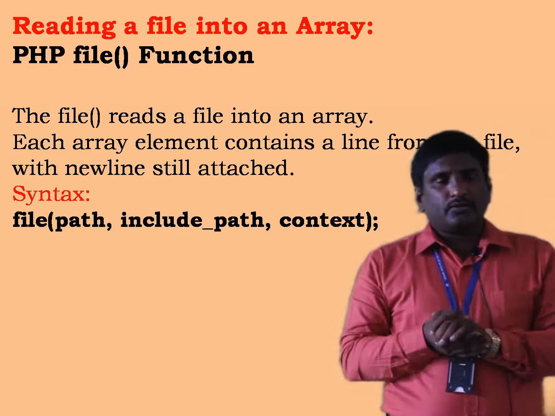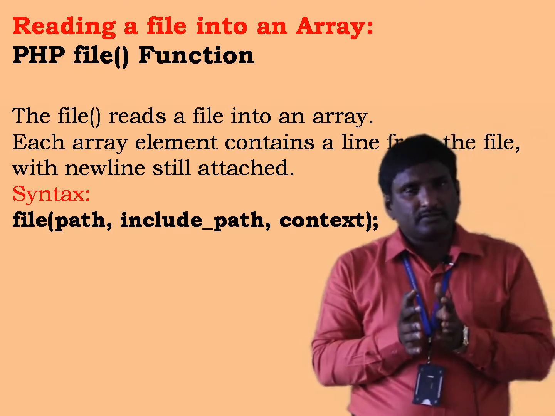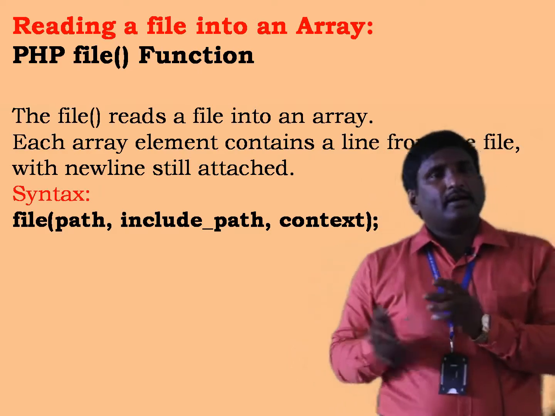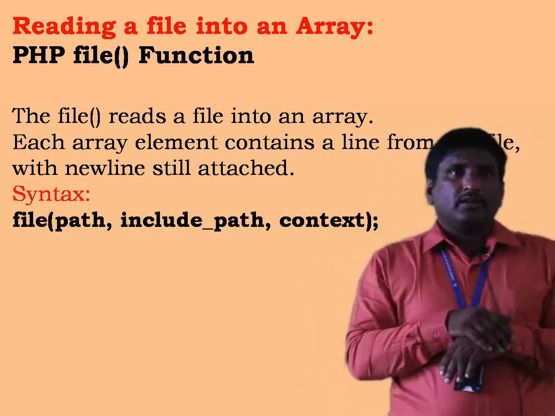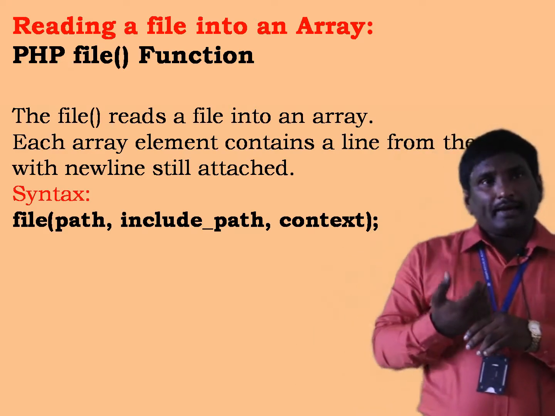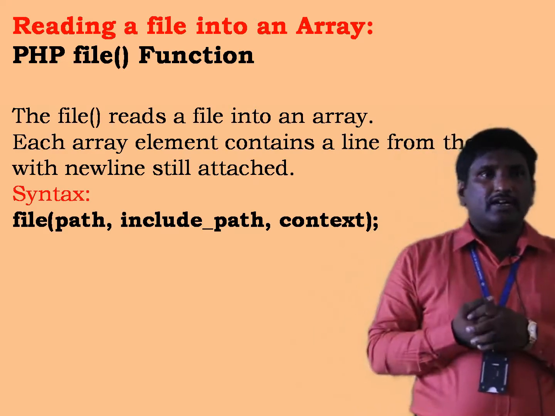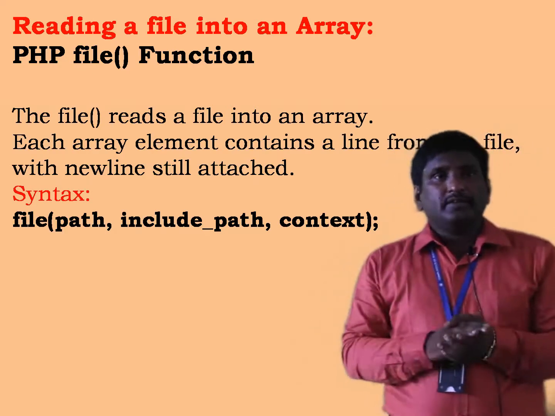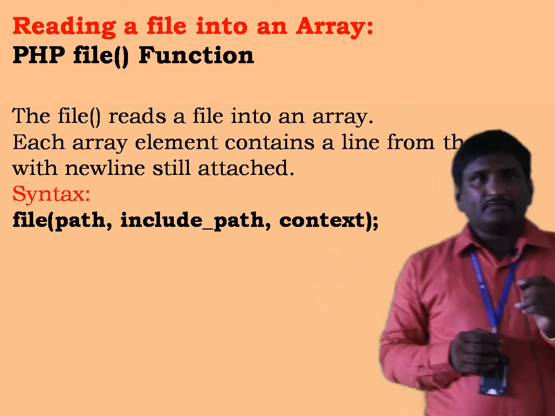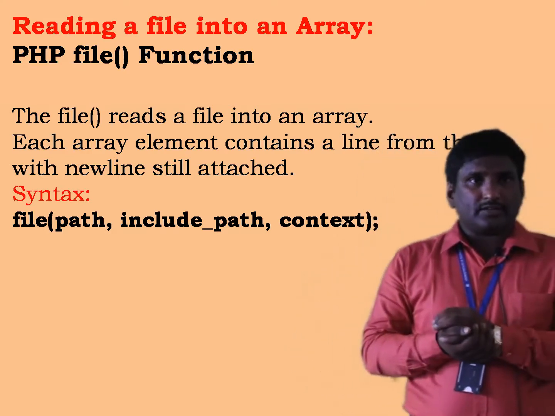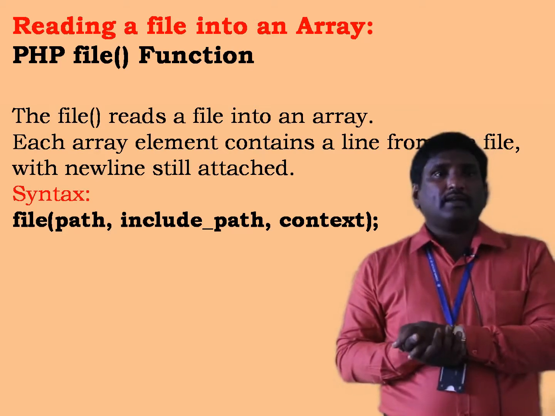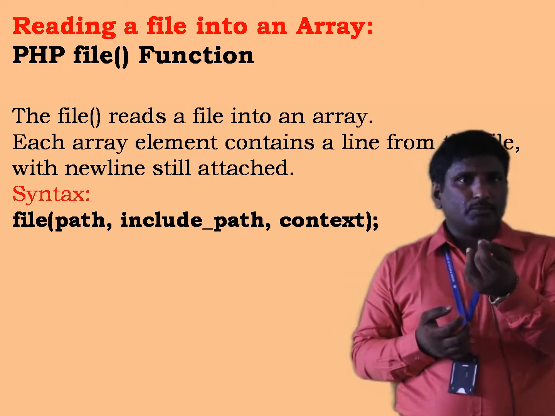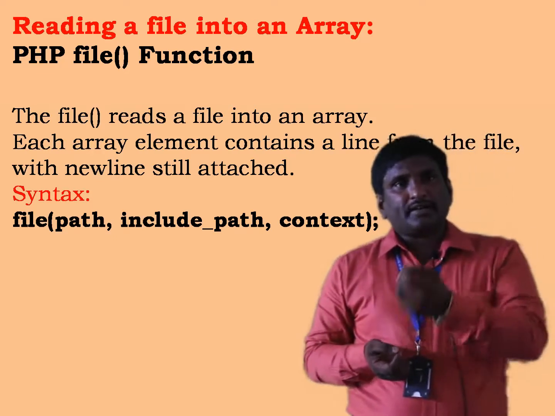Okay, next one: reading the file into an array. Up to this, we have performed file operations: open the file, read the file, write the file, erase the content, and rewrite the content onto the file. Now reading the file into an array. By using the file function, we can read the content and place it into an array. Each array element contains a line from the file with the newline still attached. This is the syntax for file. We need to specify the path and include_path, which is a Boolean, true or false. Context is optional.